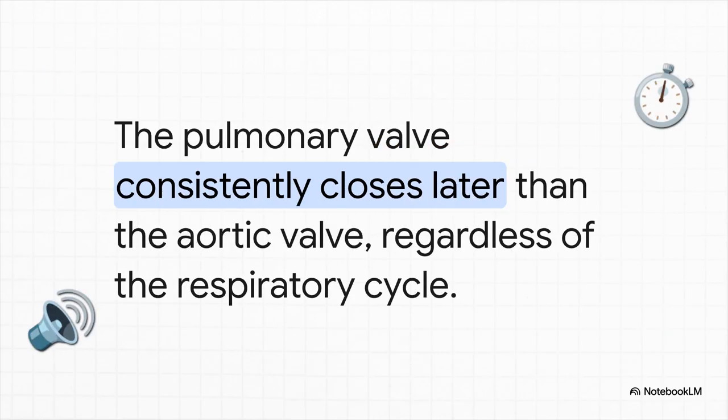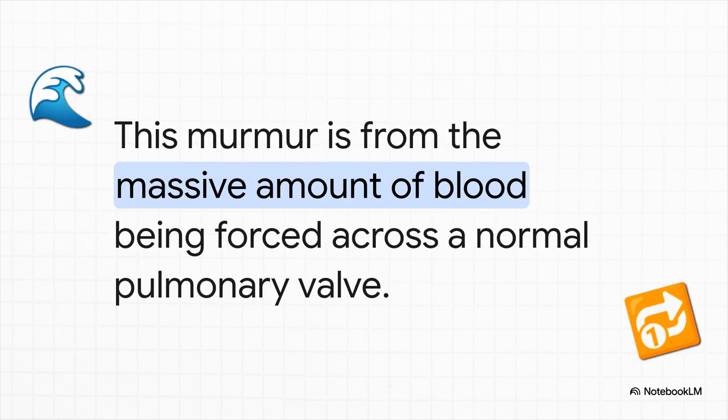All right, and here's the big one, the absolute classic board question favorite finding, a wide, fixed split of the S2. Remember, S2 normally splits a little when you breathe in, but here, the right ventricle is always overloaded with blood, so that pulmonary valve is always closing late, no matter if the patient is breathing in or out. That's why we call it fixed. And finally, finding number three.